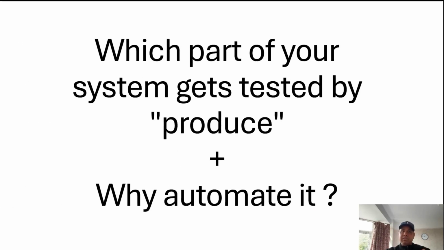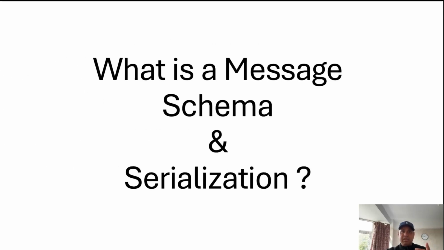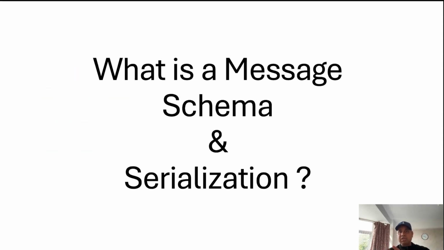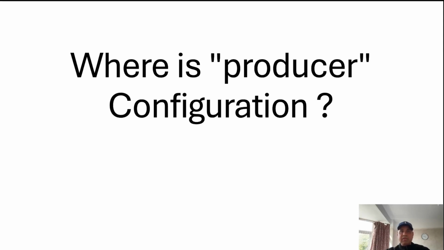Which part of the system gets tested by produce? Why should we even produce? Why to automate it? What is the message schema and serialization? For example, you are putting a JSON message or simple text or something else. So that JSON, if you are producing, what kind of schema is it?